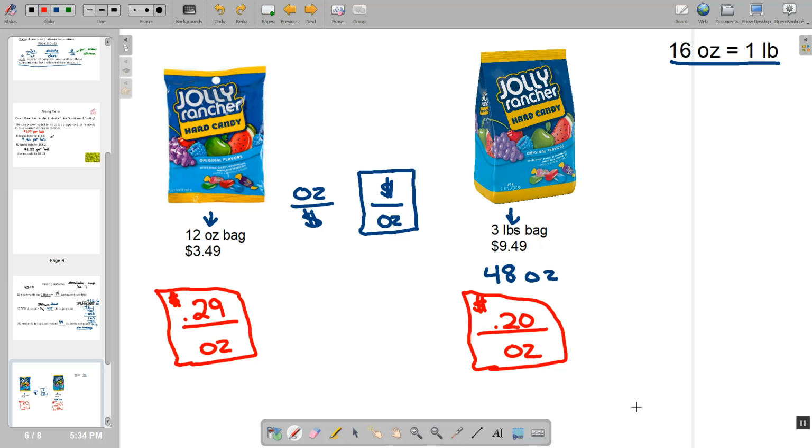And after doing the long division, I realized that the bigger bag was actually cheaper by about 9 cents per ounce, which makes a pretty big difference considering there are 49 ounces in that bag. And that right there is the basics of ratios and rates.